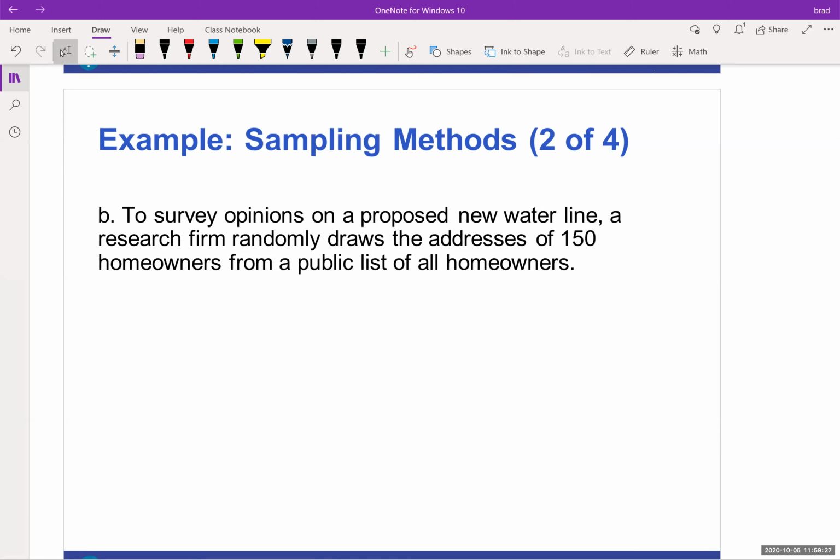Let's see, to survey opinions on a proposed new water line, a research firm randomly draws the addresses of 150 homeowners from a public list of all homeowners. So that sounds like a simple random sample.